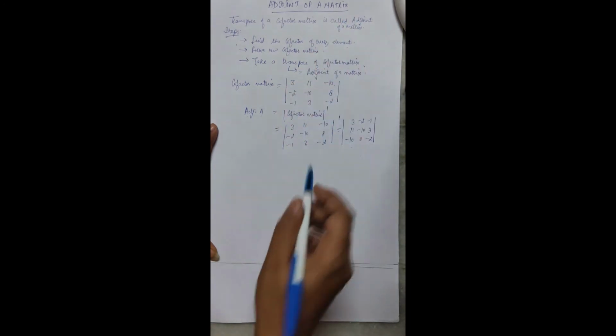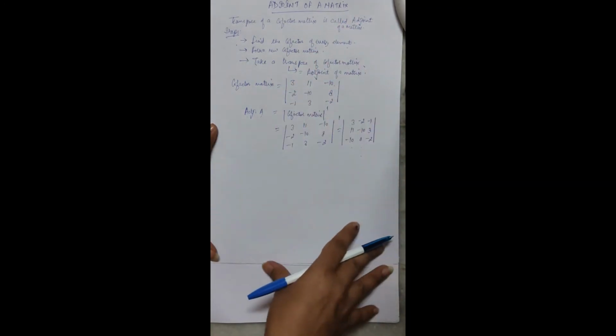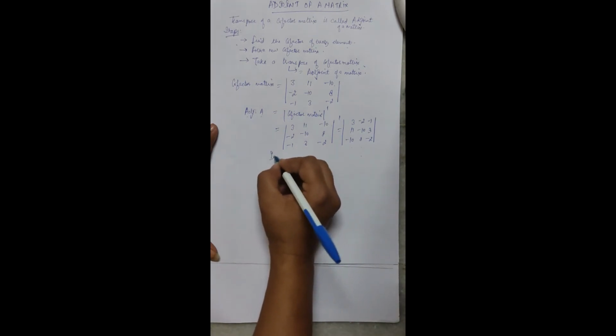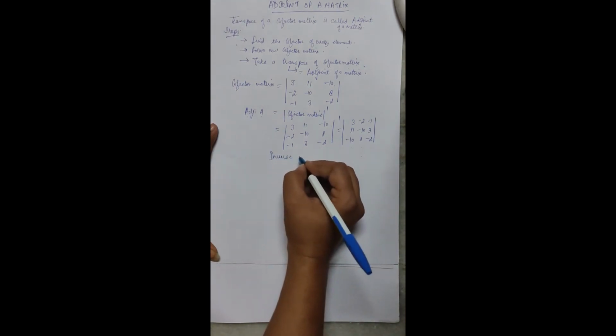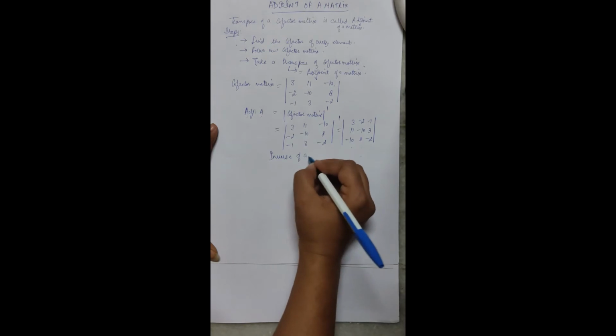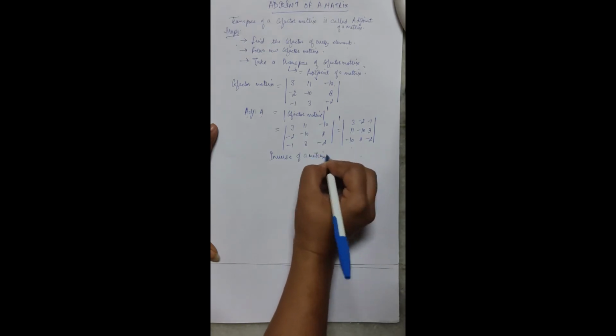Okay. Now the next topic after adjoint is the inverse of a matrix. So how to calculate the inverse?